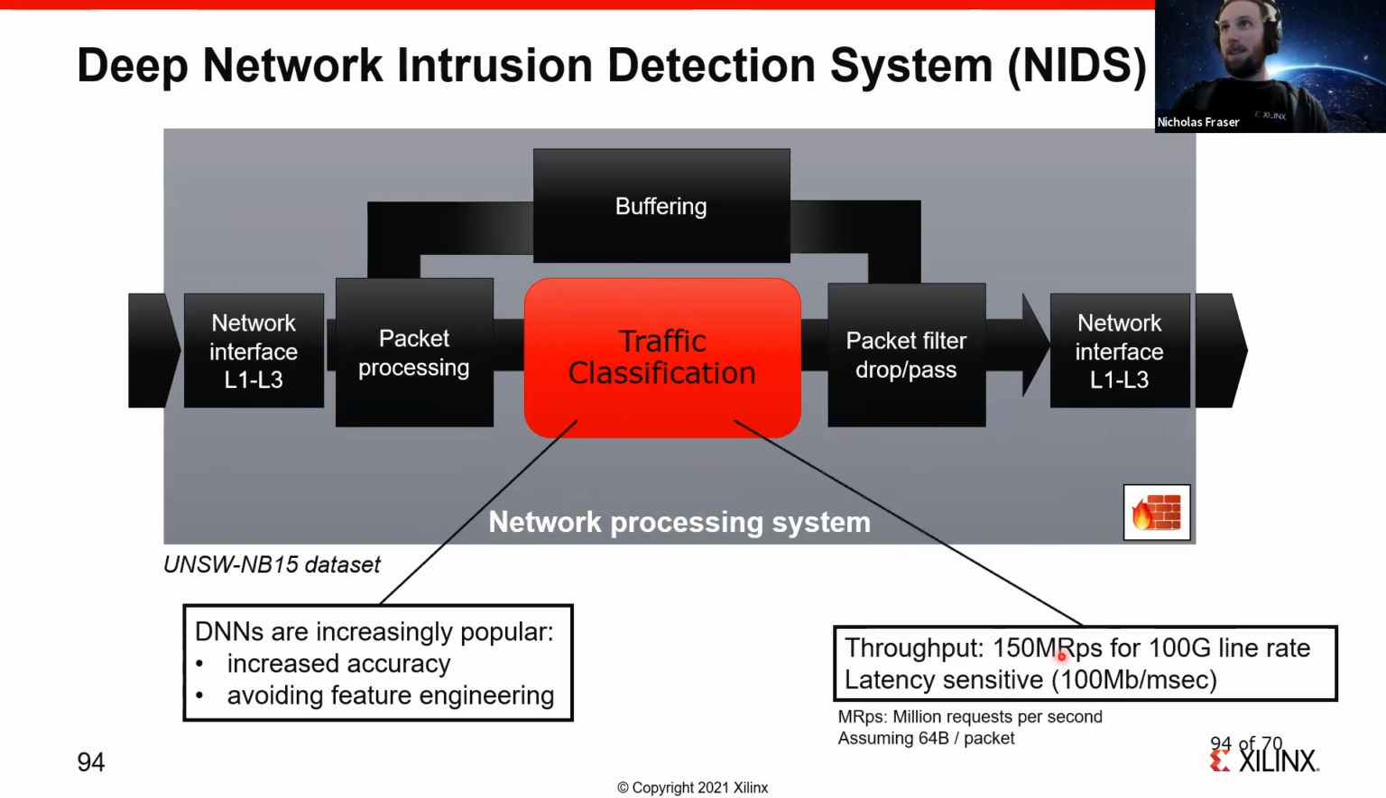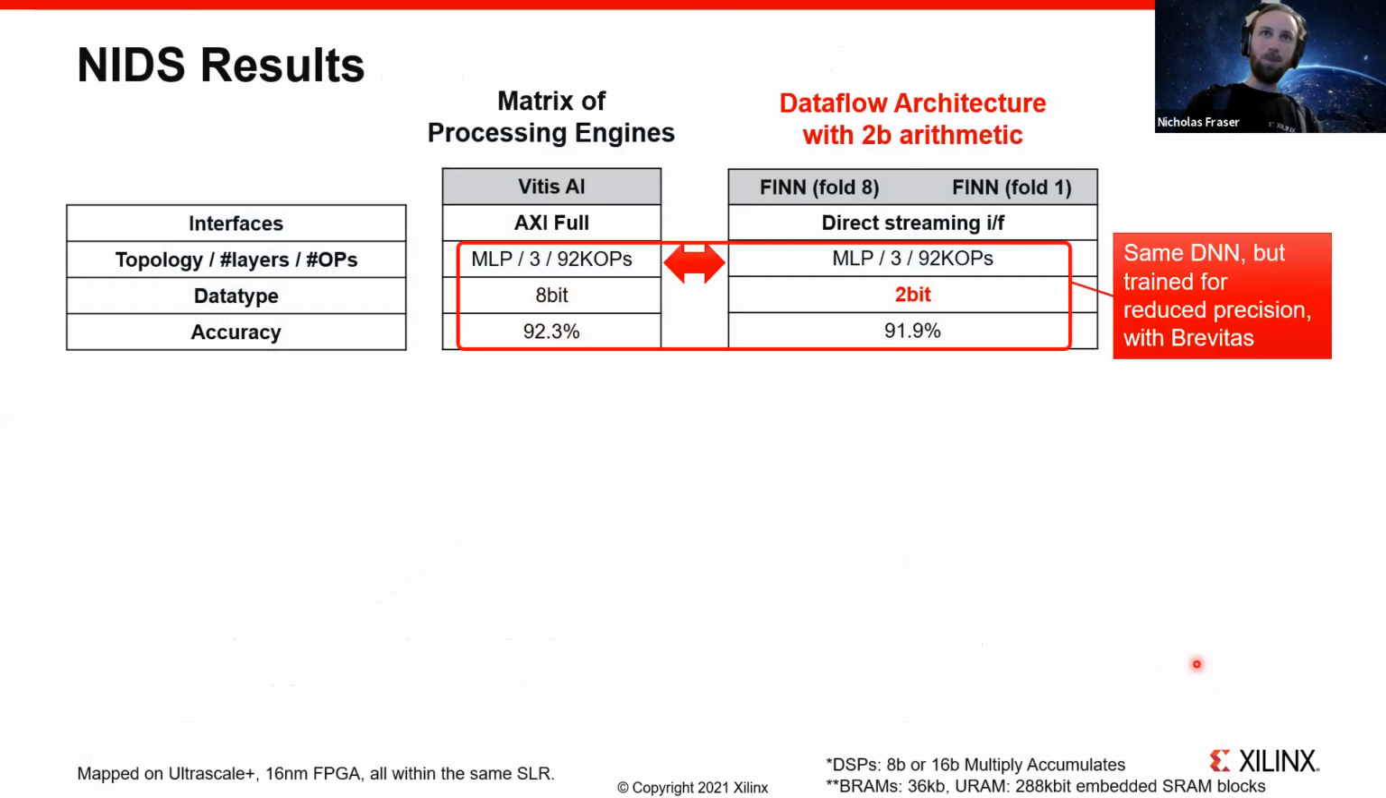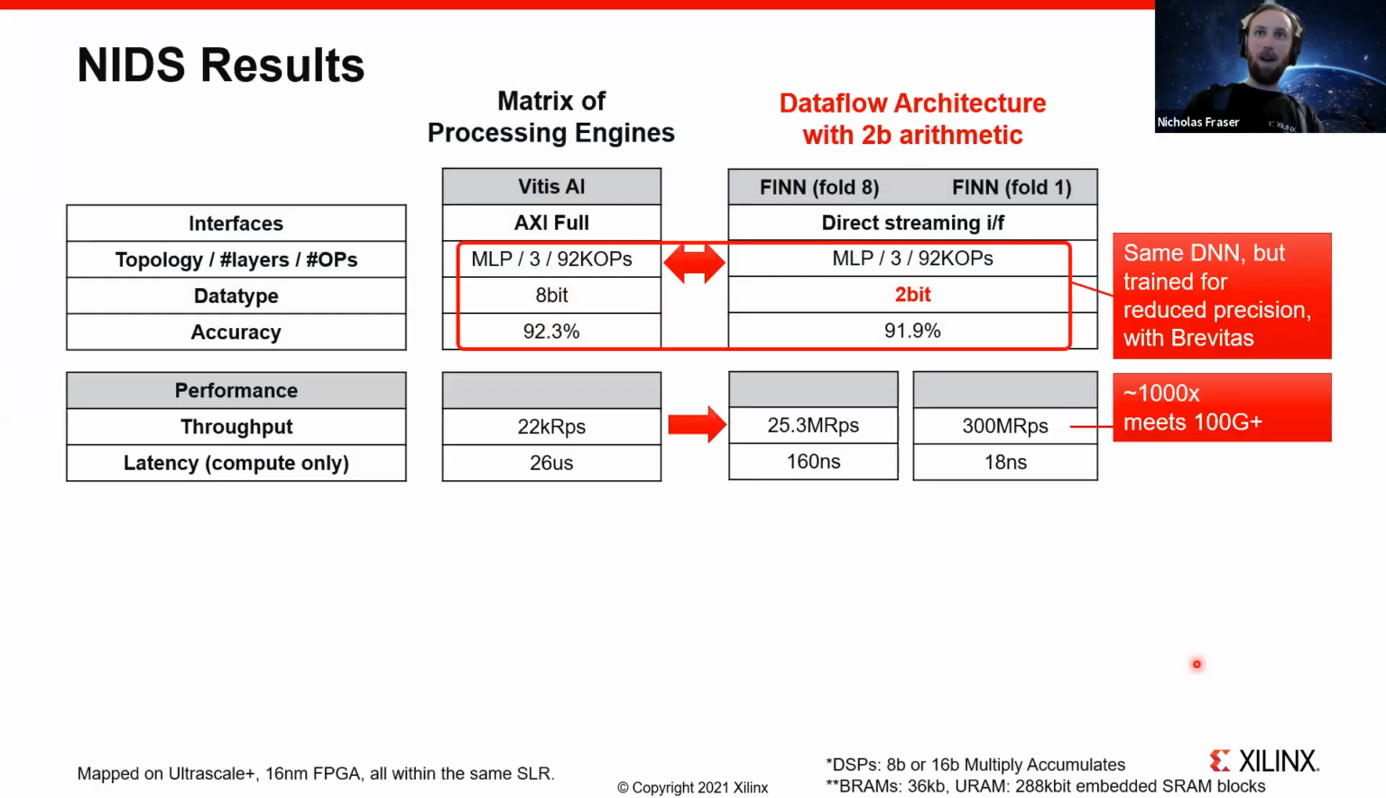Now, in order to achieve the bandwidth of modern networking, you would need to be able to do 150 million requests per second to meet, let's say, the demands of 100 gigabit per second line rate, right? And this is also pretty latency sensitive. So just going to go through this very quickly.